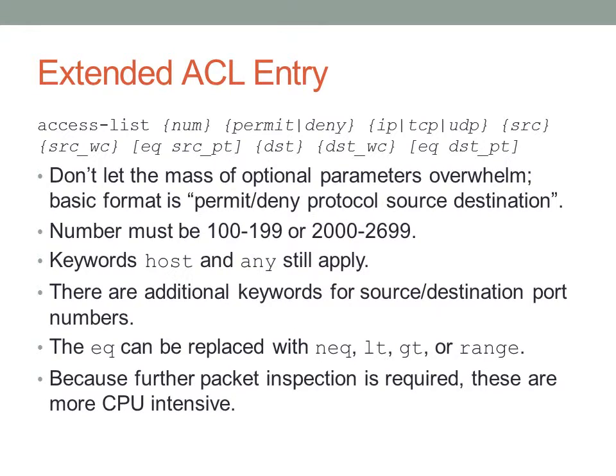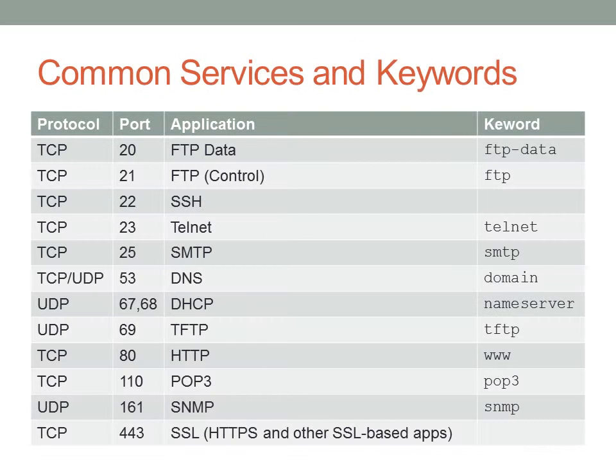Deeper packet inspection is required for these sorts of access lists because you're matching ports and protocols, and so these tend to be a lot more CPU intensive. If you can avoid applying an extended access list, I highly encourage you to. Here are some of the keywords and ports for common services that you might want to write access lists for. You can see the keyword over on the far right, and you'll see the www example that I mentioned for HTTP port 80. There are some other examples here as well.